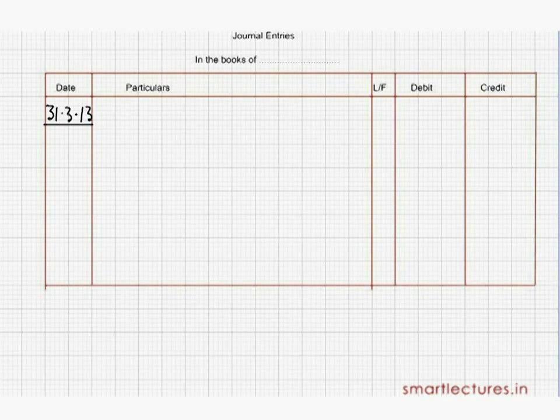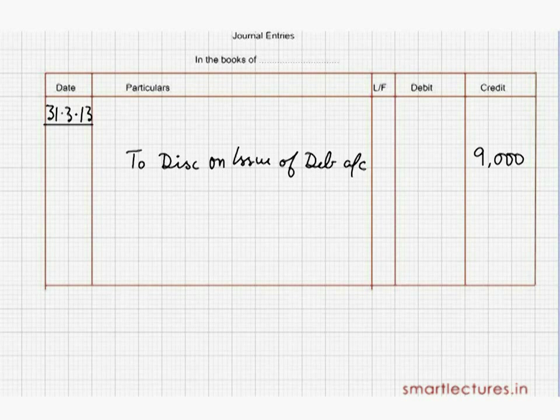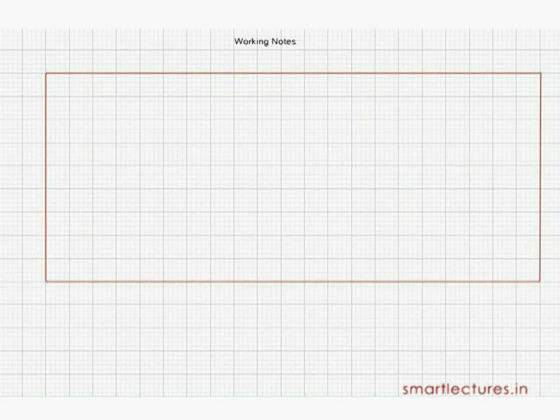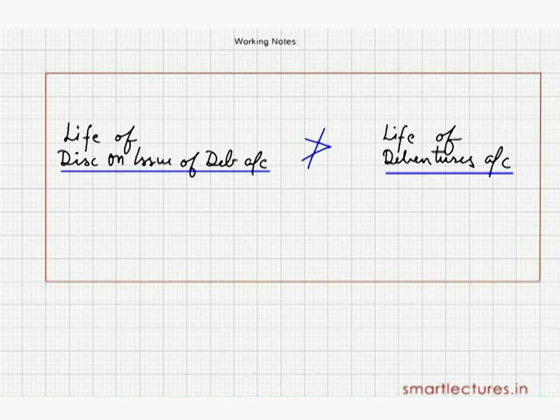So how can we pass the journal entry? Credit discount on issue of debentures account, 9,000 rupees, and debit profit and loss account. So the journal entry will be: profit and loss account debit to discount on issue of debentures account, 9,000 rupees. In this way, discount on issue of debentures account can be written off or removed from the balance sheet.